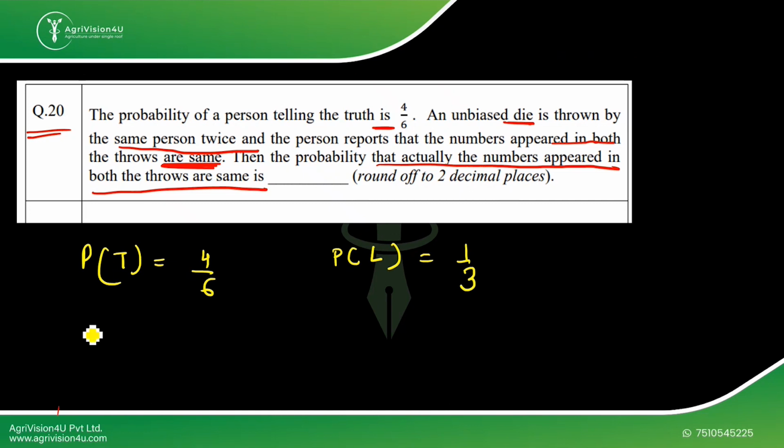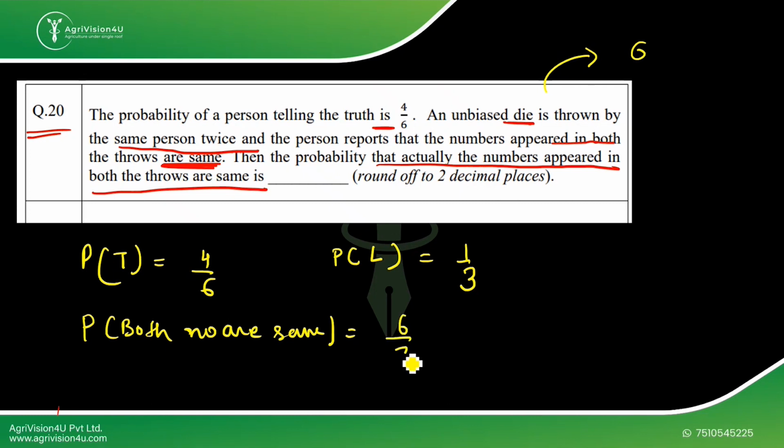So what you can do, you can write again, the probability that both numbers are the same. A die has 6 numbers, so it means 6 by 36, right? 6 by 36, or you can write 1 by 6. But as he threw it twice, that's why we are writing 6 by 36. So that will be 1 by 6. Okay. And both numbers are different.